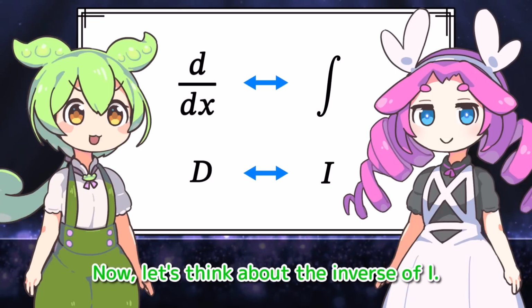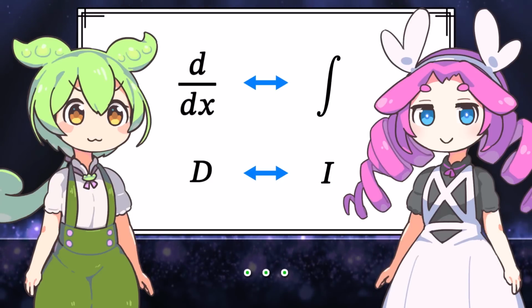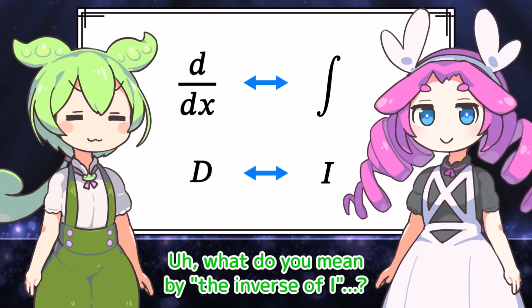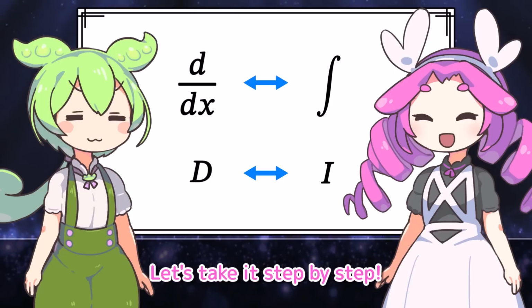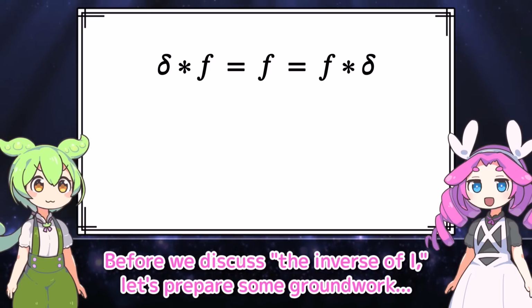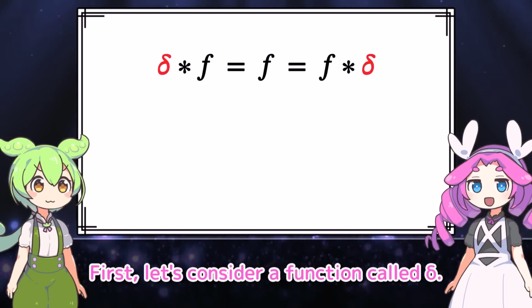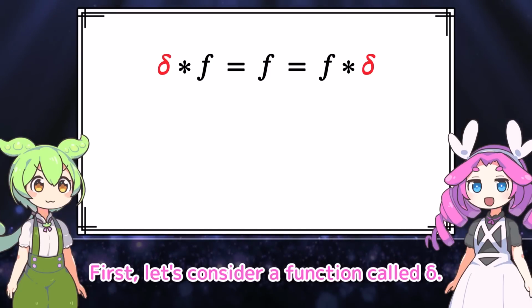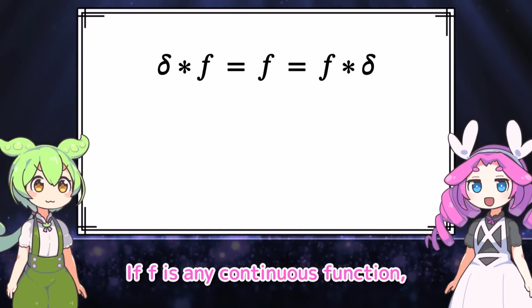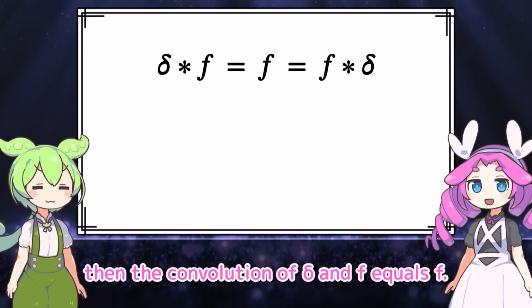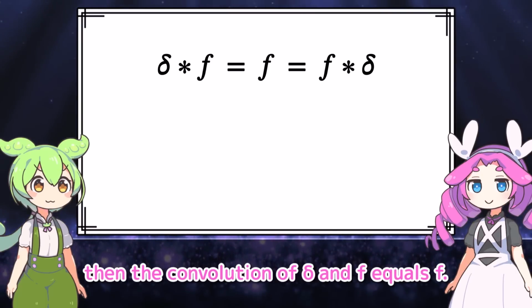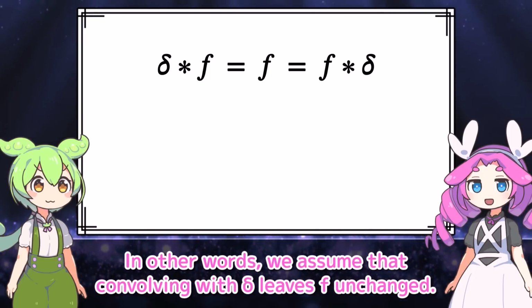Now let's think about the inverse of I. What do you mean by the inverse of I? Let's take it step by step. Before we discuss the inverse of I, let's prepare some groundwork. First, let's consider a function called delta. If f is any continuous function, then the convolution of delta and f equals f. In other words, we assume that convolving with delta leaves f unchanged.